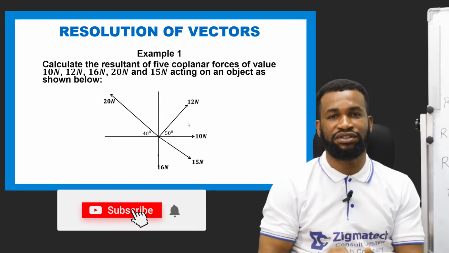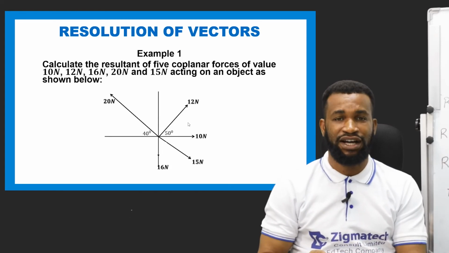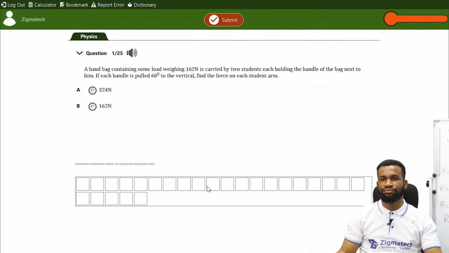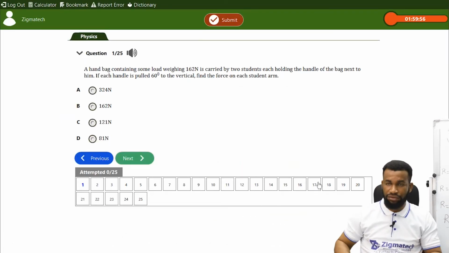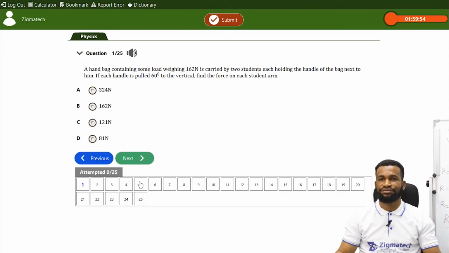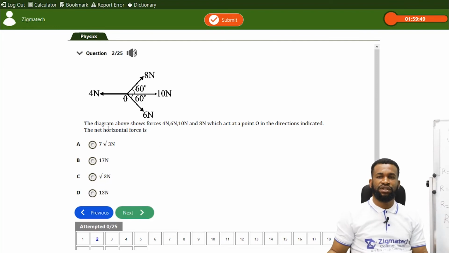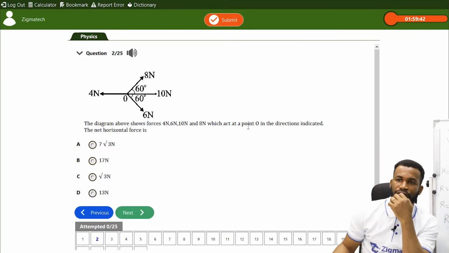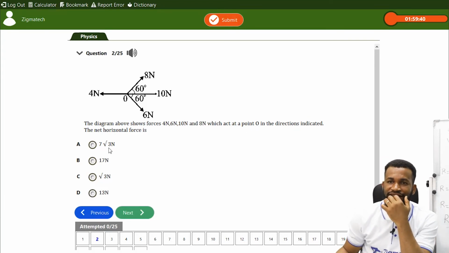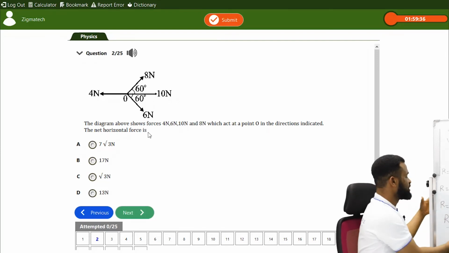But before we go, we are going to take a few more exercises from the UTME ExamGuide app. Okay, we're already here. Let's look at a few questions we are going to solve here. Let's solve this question. The diagram above shows forces on this. We have to find the point O, the direction indicated, the net horizontal force. Yes, the net horizontal force.